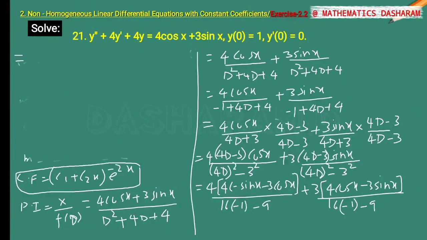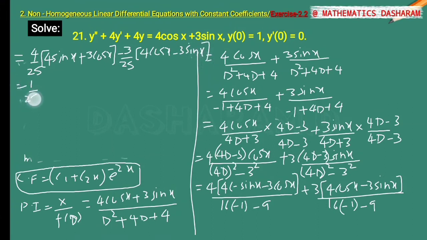Then 4 by 25 bracket of 4 sin x plus 3 cos x. Next, here also minus 25, so minus 3 by 25 bracket of 4 cos x minus 3 sin x.